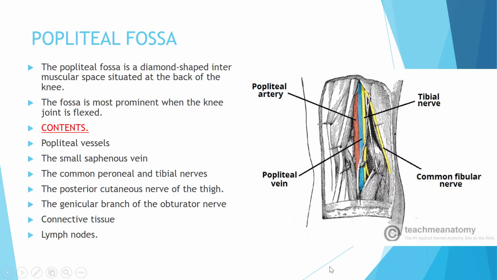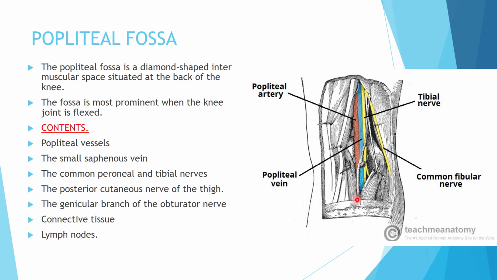Today we will discuss a new topic which is popliteal fossa. The popliteal fossa is a diamond-shaped intermuscular space situated at the back of the knee. The fossa is most prominent when the knee joint is flexed. See here in this diagram.